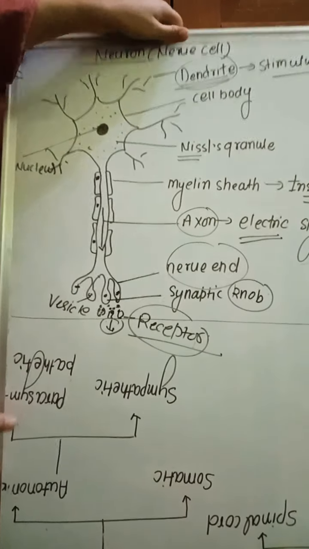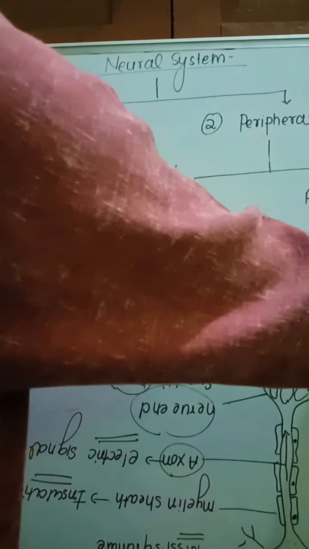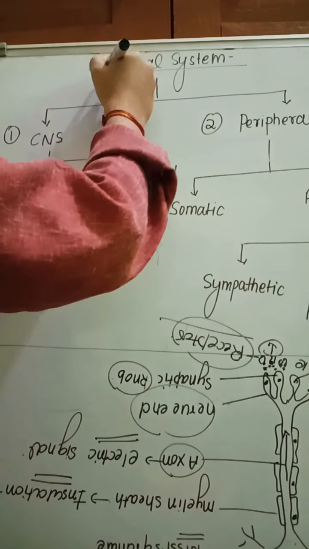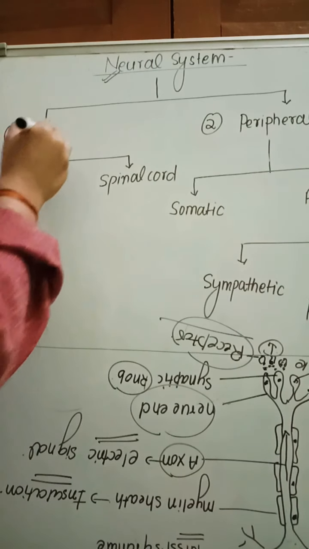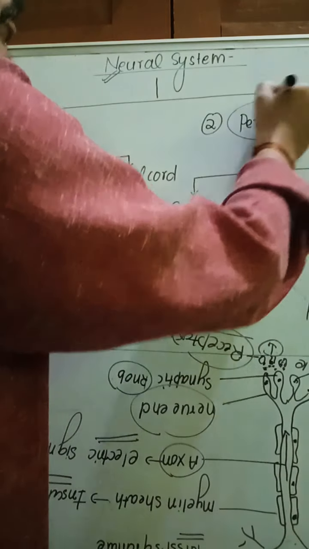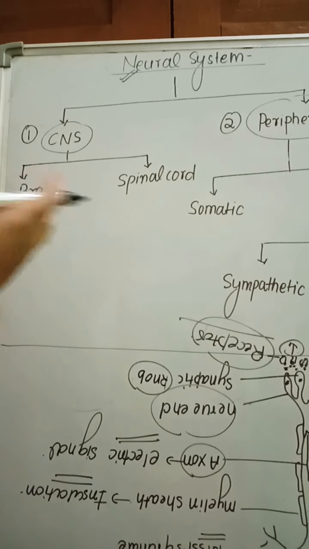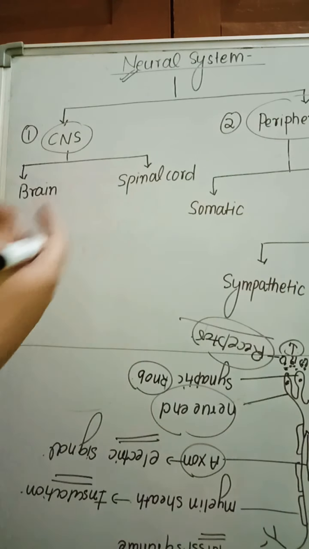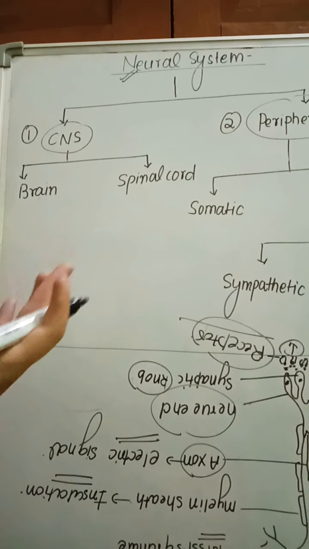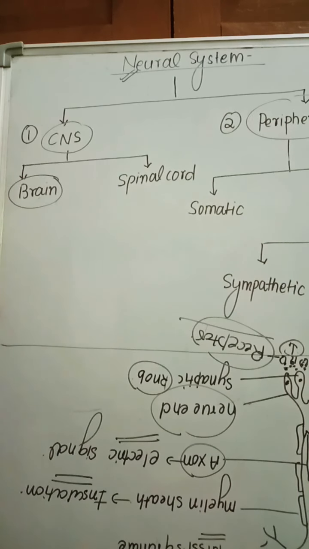Next we go to the neural system. The nervous system, or neural system, contains two parts: the central nervous system and the peripheral nervous system. What is the main function of the central nervous system? The central nervous system performs control and processing of things. The central nervous system contains the brain and spinal cord. The brain is a major site of controlling and processing, receiving the input signal and giving the output.